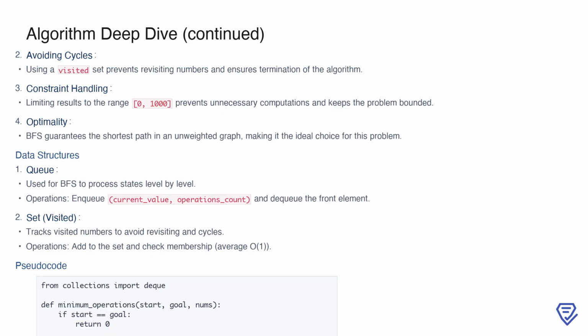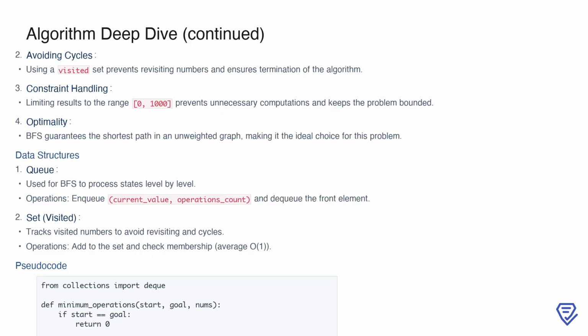By exploring all states level by level, it ensures that the first time we reach the goal, it's done with the minimum number of operations. To implement this algorithm, we rely on two key data structures, a queue and a set. The queue allows us to process states in the correct BFS order, level by level, while the set ensures we don't revisit states, making the algorithm efficient.